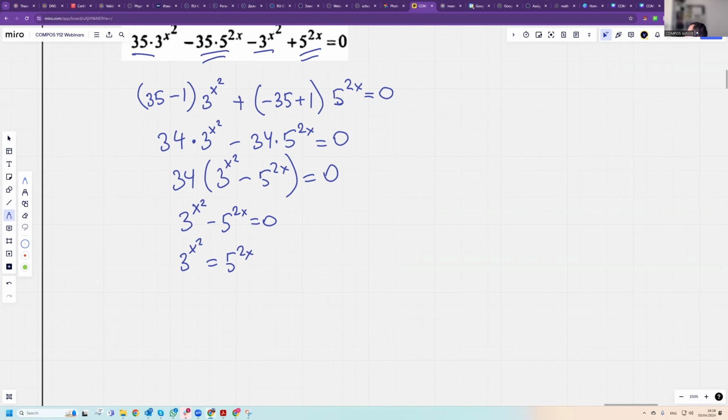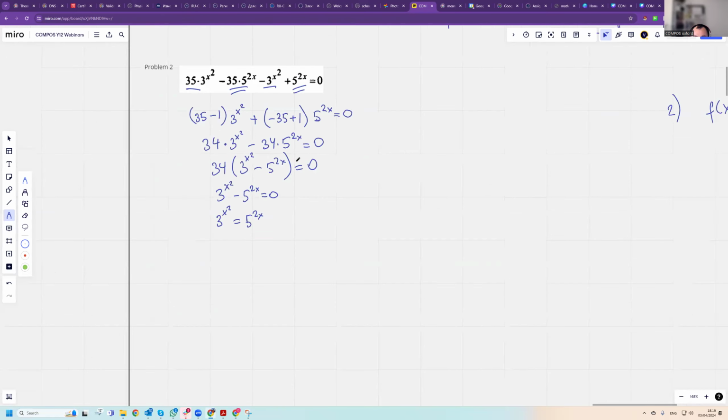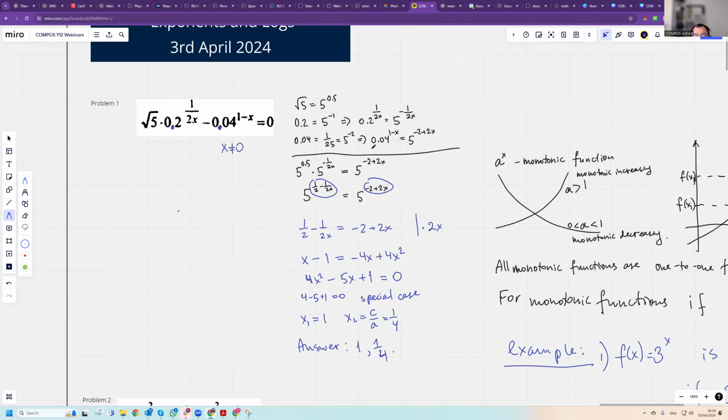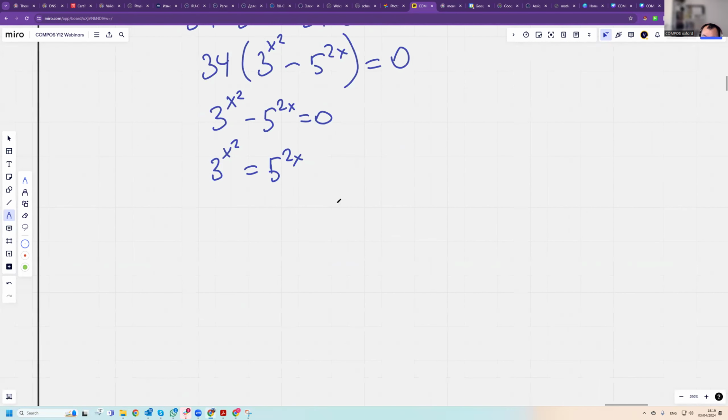Well, there are different things we can do here. Well, not too different. This is different from the previous one, because in the previous one you had 5 and 5. Here you have 3 and 5. What you can do here, you can take logs of both sides. Take log of both sides.